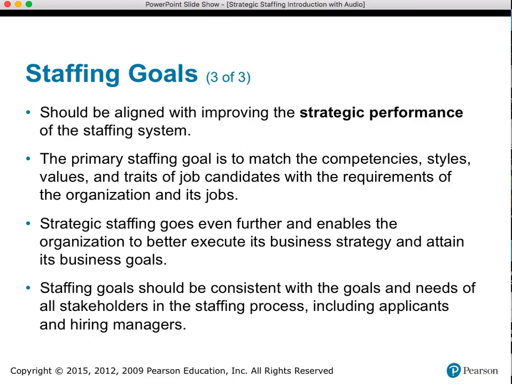That's important. And then lastly, the staffing goals have to be consistent with the goals of the stakeholders in the process. It means that the hiring manager has to be happy, HR has to be happy, the president of the company, if they're involved in the hiring decision, has to be happy, and the applicant has to be happy. Just because you think you've got a great plan, if the applicant isn't going to be satisfied, sometimes you need to rethink the way that you approach your recruiting and your marketing and your hiring processes.